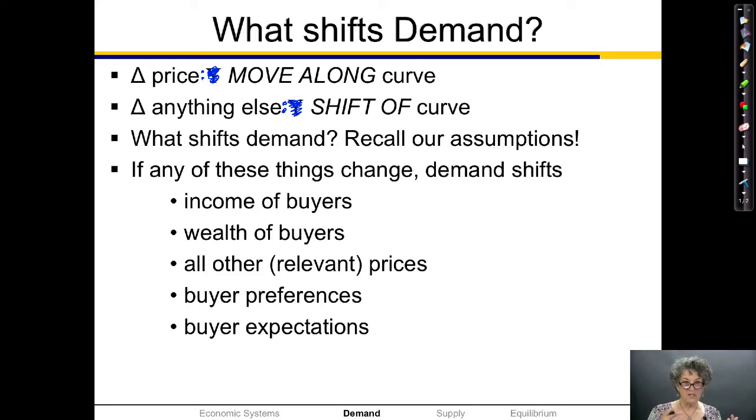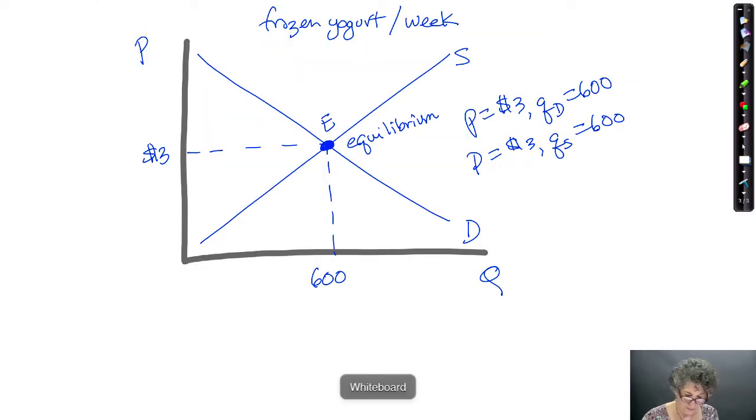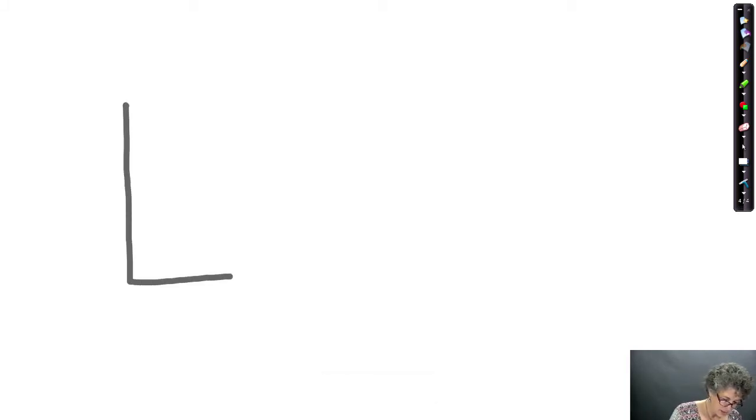These are the 5 standard shifters. The 5 standard shifters of demand are the income of buyers, the wealth of buyers, all other relevant prices, the buyer preferences, and the buyer's expectations. Let me run through that with some graphs. Okay, so let me go to a new slide, and I think what I'm going to do is do this a little differently than I do it normally in class.